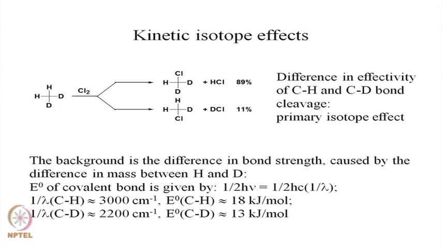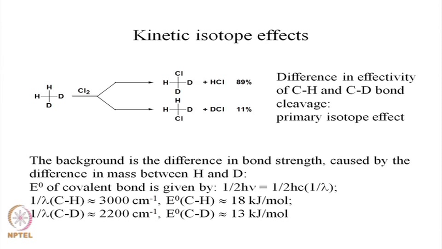Now the ground state zero point energy for this particular bond is given by half h nu, that is half h c by lambda. So 1 by lambda, that is the frequency for your CH bond, is 3000 centimeter inverse. You can get it simply from IR spectra. If you take the IR spectra of a deuterated sample and another non-deuterated, hydrogenated sample of a given molecule, where the only difference is in a specific CH bond, you will find that this CH bond comes at a higher wave number than the carbon deuterium bond. The zero point energy for CH is of the order of 18 kilojoule per mole, compared to CD, which is 13 kilojoule per mole.